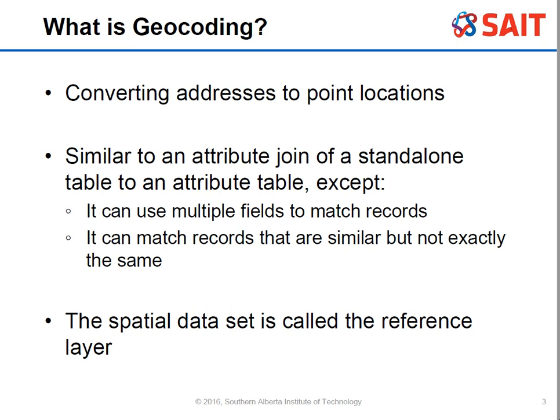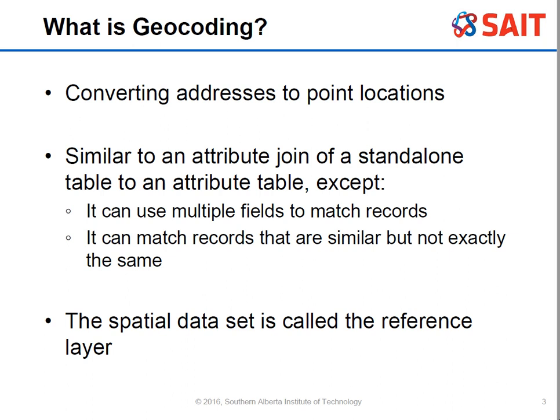Geocoding is converting addresses to point locations. That means if you actually think about it, when I give you an address, I'm actually giving you an attribute of a location. I'm not giving you an actual spatial coordinate. So a street name, the number of the house, even if I gave you a legal description of the house, all of that is actually just an attribute. So what we need to do in GIS is to convert that address to an actual point that has a coordinate.